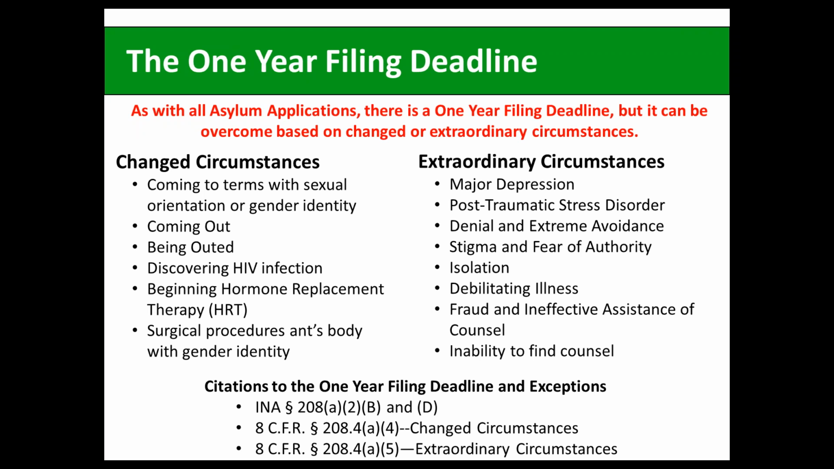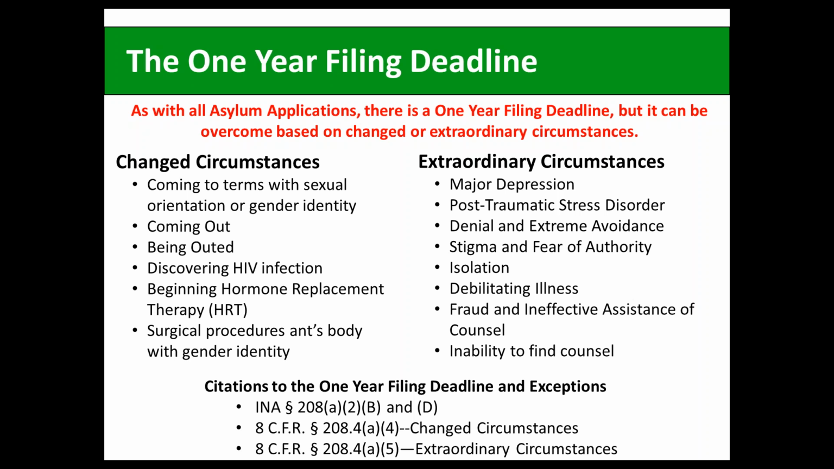Lastly is the one-year filing deadline. As I mentioned before, there is extensive and more in-depth discussion of the one-year filing deadline and its exceptions in our pro bono asylum training. But briefly, an individual cannot apply for asylum unless they can demonstrate by clear and convincing evidence that the application has been filed within 1 year after the individual's entry into the U.S.